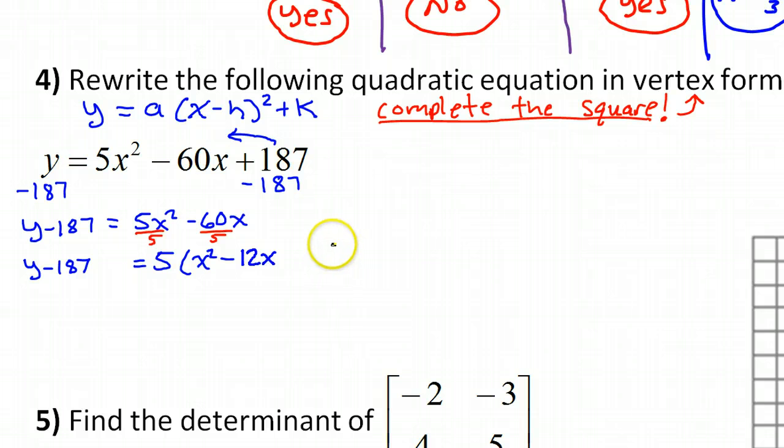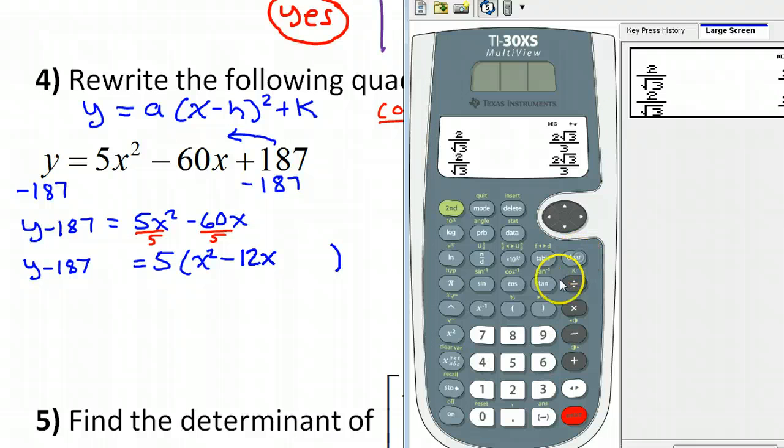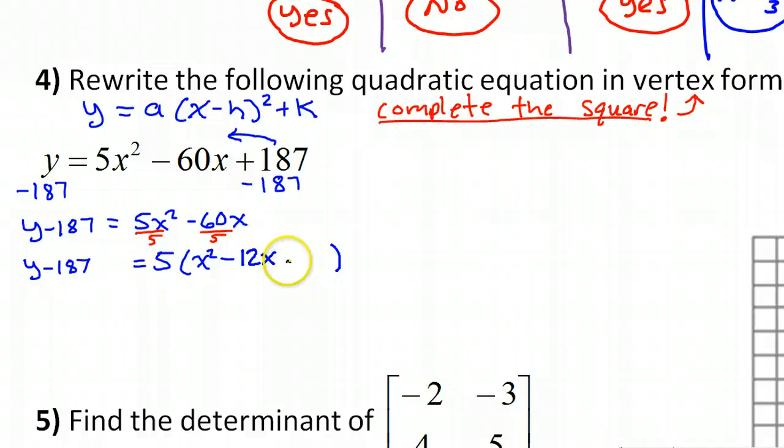Okay, don't believe me on the multiplication fact, right? 60 divided by 5 is 12. Okay. Now we complete the square. Now we do half of the middle squared, and we put it here. So half of the middle, so half of 12 is 6, and then 6 squared is 36. So this is always positive, so this will be 36.